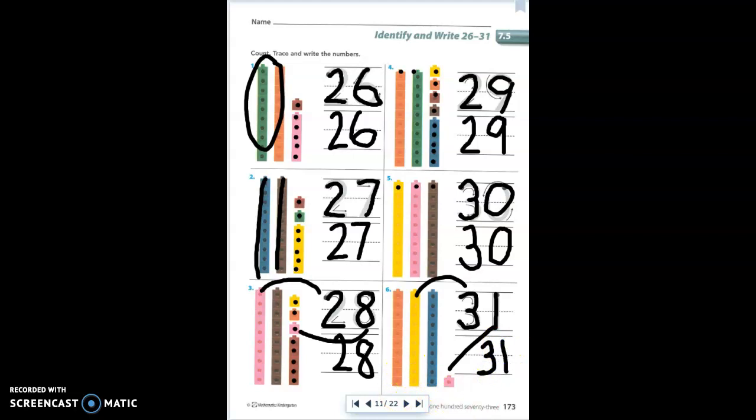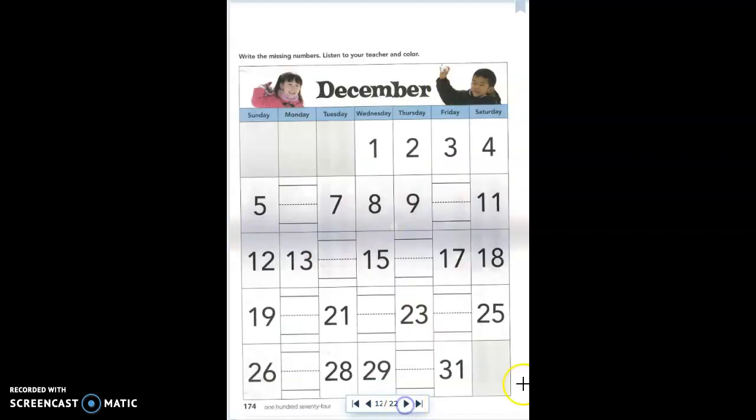Okay, turn your page over and let's do the back side together. This time they have given me a calendar and they have left some numbers on the calendar. So the easiest way to fill in this calendar is to start at 1 and just fill in the missing numbers. So I have 1, 2, 3, 4. I'm going to come down. 5. What comes next? The number 6. So I need to fill in the 6 that's missing.